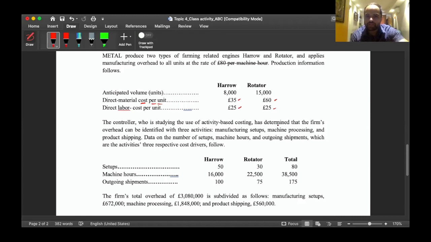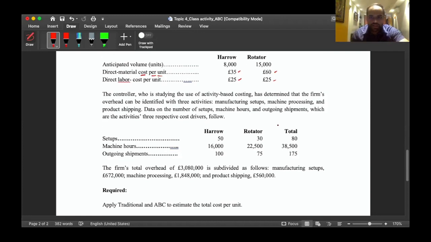Data on the number of setups, machine hours, and outgoing shipments, which are activities, with three respective cost drivers as follows. So we have some other information. Remember, step two, you need to use this information for step two, machine hour, labor hour, whatever. Not harrow, not rotator. This is for 8,000 harrows, and this is the rotator for 15,000. So you need the total. The firm's total overhead is 3,080,000, subdivided as follows: manufacturing setup, 672,000, machine processing, 1,840,000, and product shipping, 560,000.